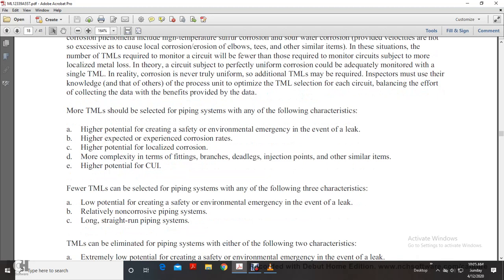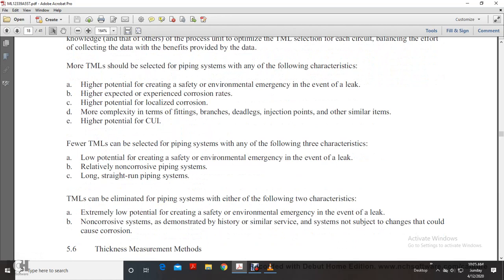Fewer thickness measurement locations can be selected in piping systems with the following three characteristics: low potential for creating a safety or environmental emergency in the event of a leak, a relatively non-corrosive piping system, and long straight running piping.